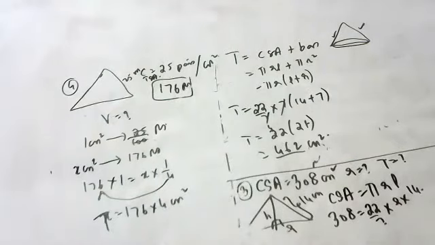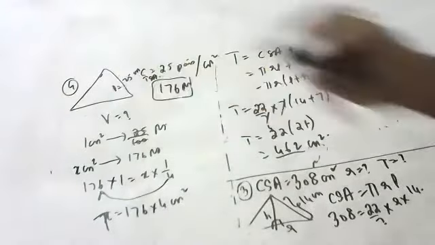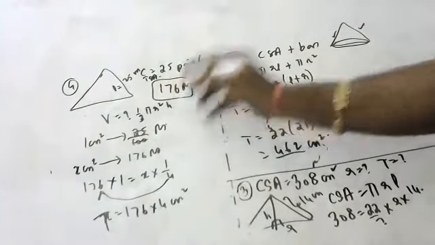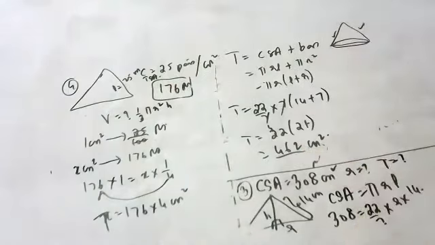Once you know TSA, now what should we find out, children? Slant height is given, children. Slant height is given as 25. For finding volume, we need 1 by 3 pi r square h. We need r and we need h.